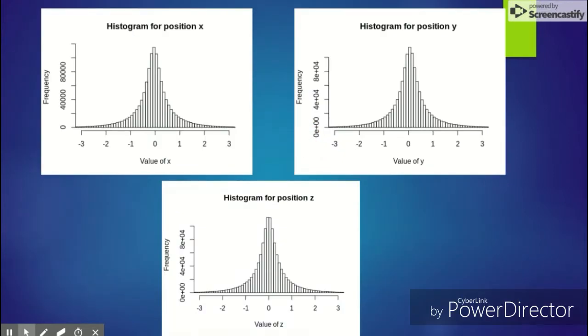Histograms were done for the positions x, y, and z, and the histogram is used for the regression part.